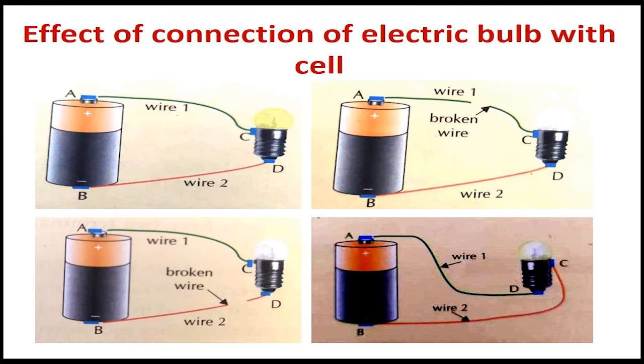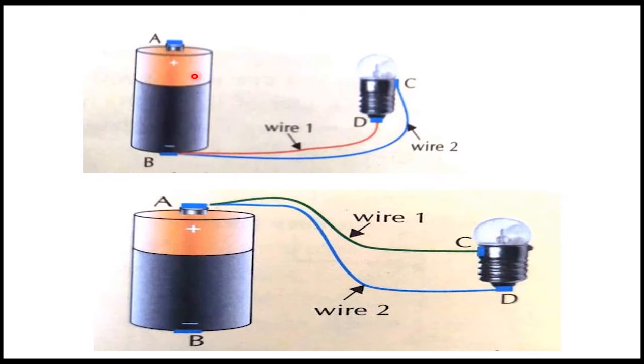In this arrangement, we can see that wire 1, which is connected to the positive terminal of the cell, is broken, and wire 2 is connected to the bulb. So as the wire is broken, the bulb is not glowing here. In this arrangement, wire 2 is broken, so here also the bulb will not glow. Here we can see that wire 1 and wire 2 are both connected to the negative terminal of the cell. So the bulb is not glowing here. In this case, wire 1 and wire 2 are both connected to the positive terminal. So here also the bulb is not glowing.